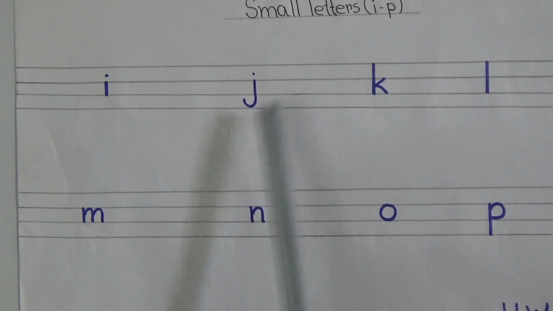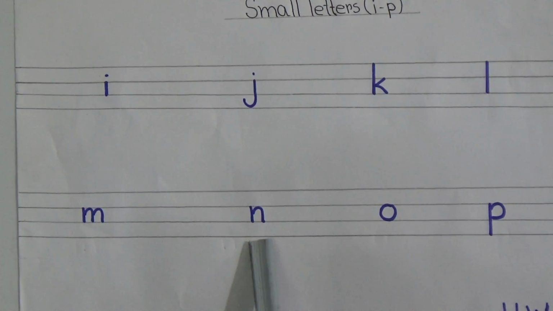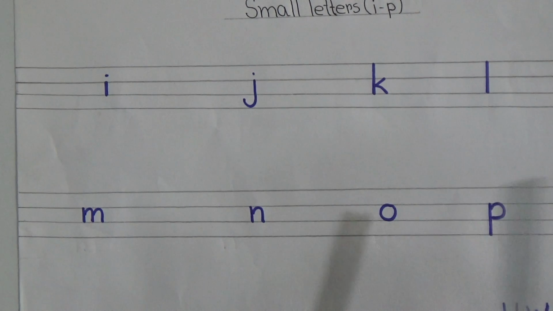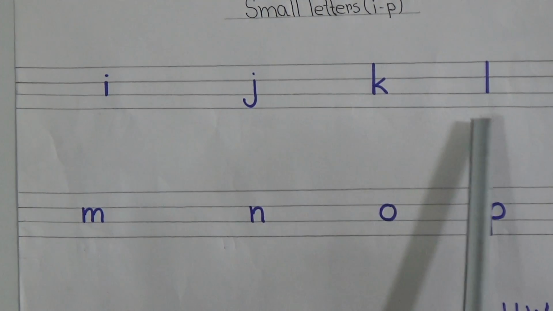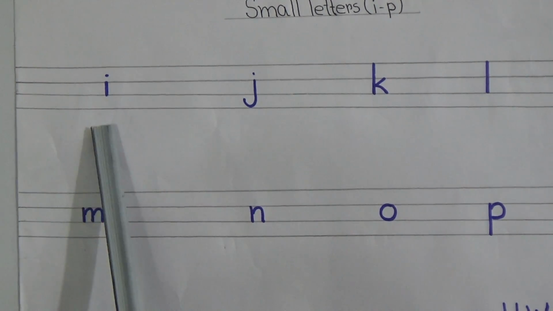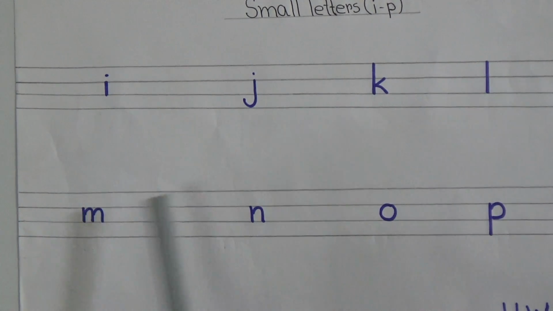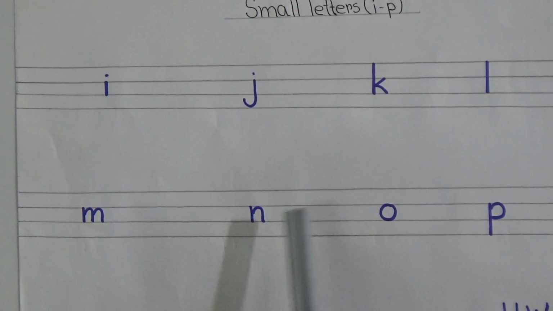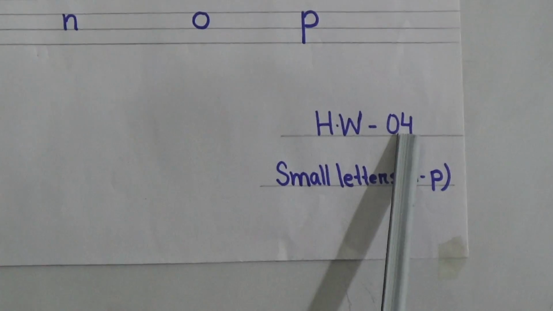I, J, K, L, M, N, O, P. Again I am saying I, J, K, L, M, N, O, P. So my dear students, this is our today's topic, and your homework number 4, small letters I to P.